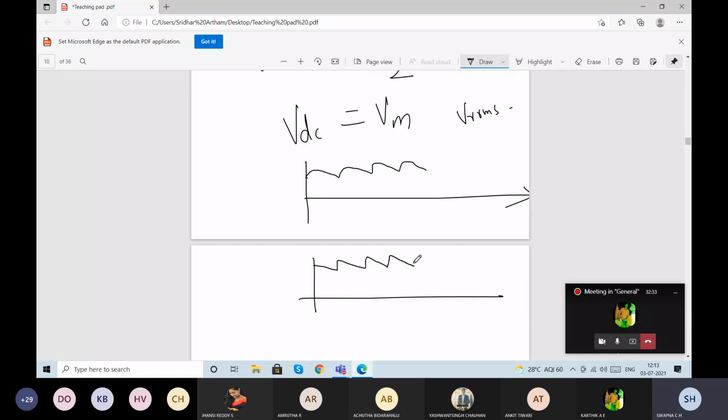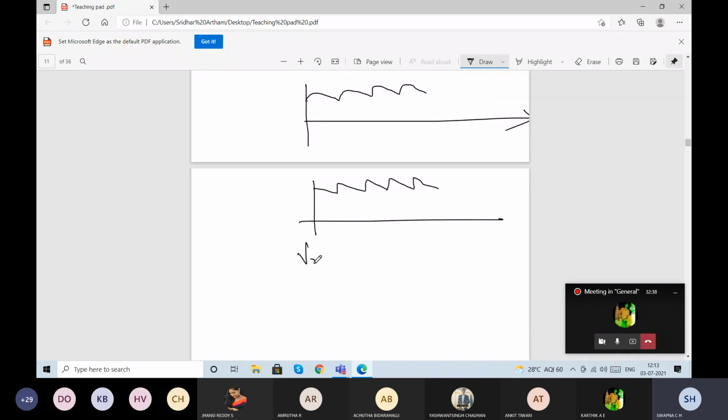And again it looks like a triangular waveform. Since it is a triangular waveform, the RMS value of the ripple will be equal to Vs by root 3. Any triangular function you take, if you try to find the RMS value, it will be Vs by root 3, that is, the maximum amplitude divided by root 3. So this is here the VR RMS value, in the sense from here to here complete. Let me just show you with a different colored pen.